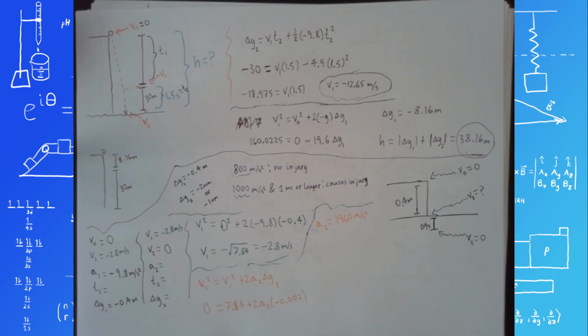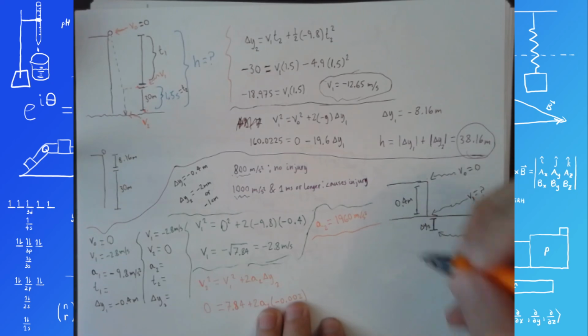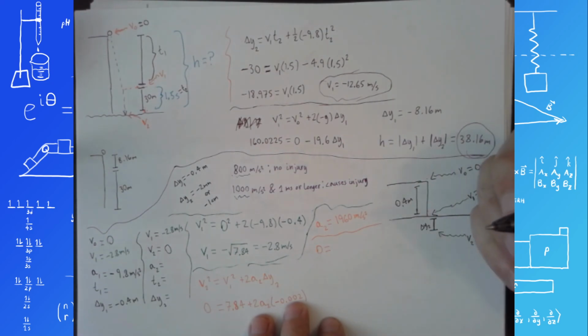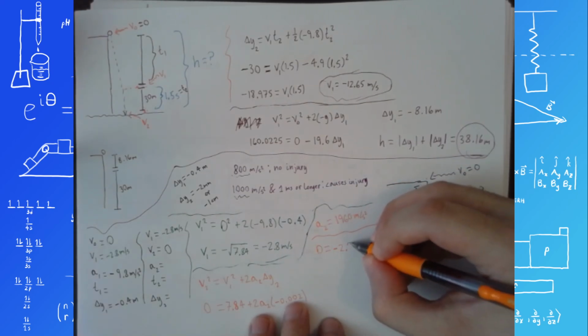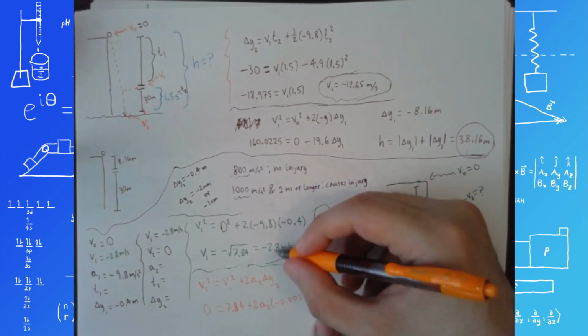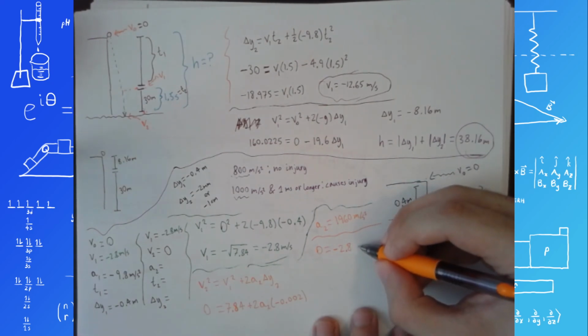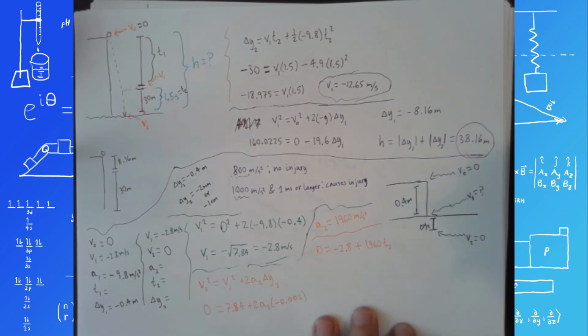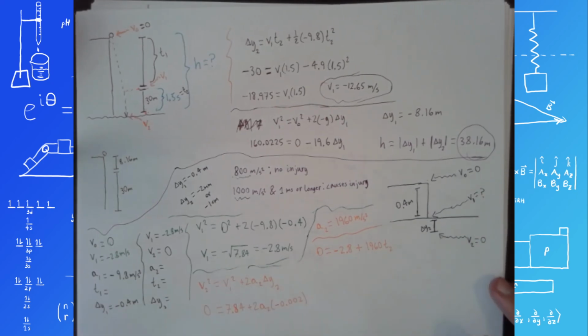I guess the first equation would be the most convenient here. So if I use the first equation of kinematics, I can do V2, which is 0, equals V1, which is negative 2.8. Now this negative matters, so like I said earlier, don't rest too easy just because you got away with forgetting the negative sign for this first part. 0 equals negative 2.8 plus the acceleration of 1960 times t2. If I add 2.8 to both sides and divide by 1960, t2 is equal to 2.8 divided by 1960, which is 0.001428.